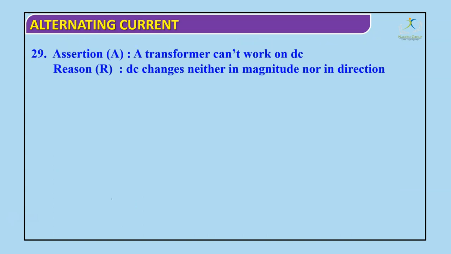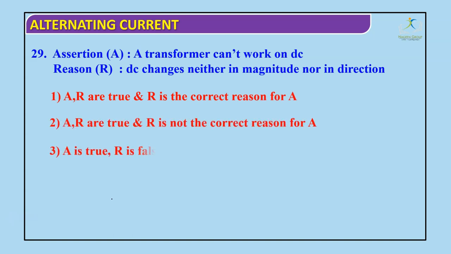Next question we have assertion reason based. Assertion: a transformer can't work on DC. Reason: DC changes neither in magnitude nor in direction. We have these options. Assertion, reason are true, reason is a correct explanation of A. A, R are true, R is not the correct explanation or reason for A. A is true, R is false. A is false, R is true. The correct answer for this question is assertion and reason both are true, and reason is the correct reason for A.